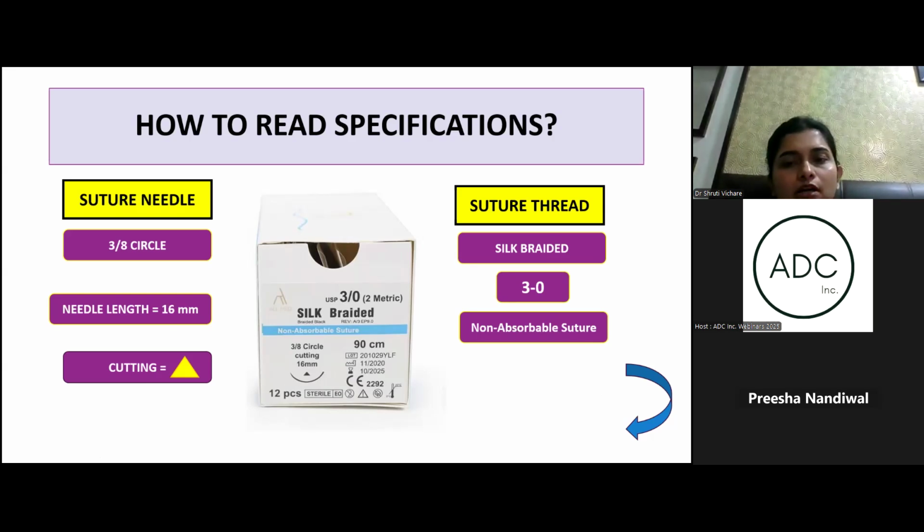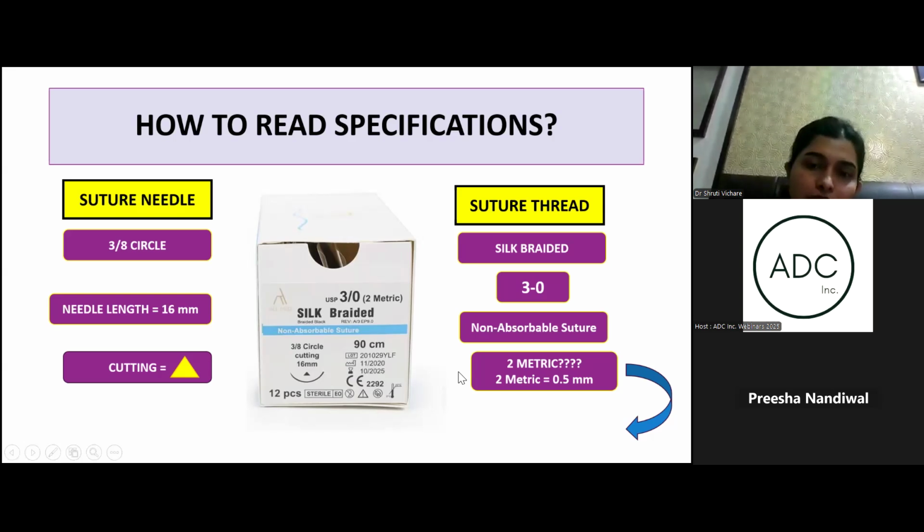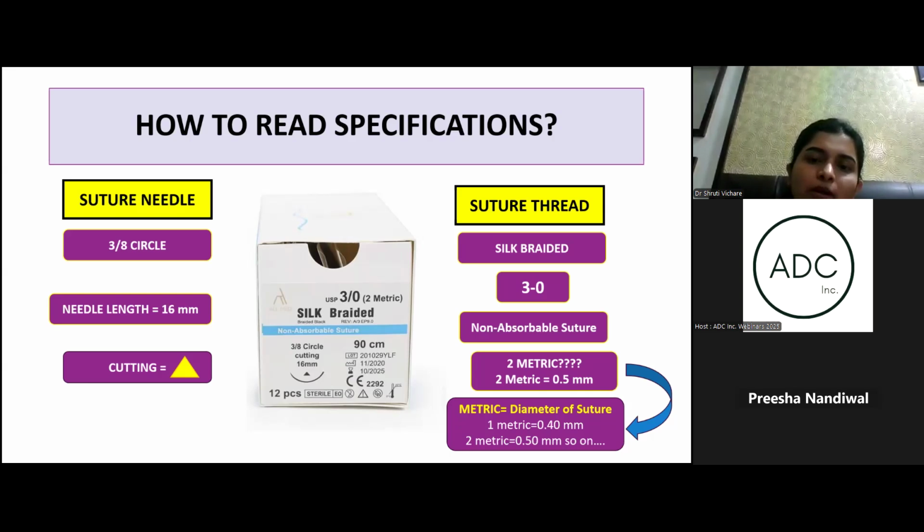They've written, right? Now, what is the meaning of 2 metric? This is something that is not taught. The metric term gives us the diameter of the suture thread. We spoke about the diameter of the suture needle, so what about the suture thread? The diameter of the suture thread is given with the help of this term, metric. So 2 metric is basically 0.5 millimeters thickness. 1 metric is 0.4 millimeters, 2 metric is 0.5 millimeters, 3 metric is 0.6 millimeters, and so on.